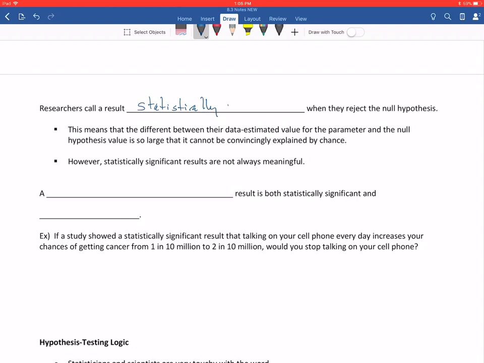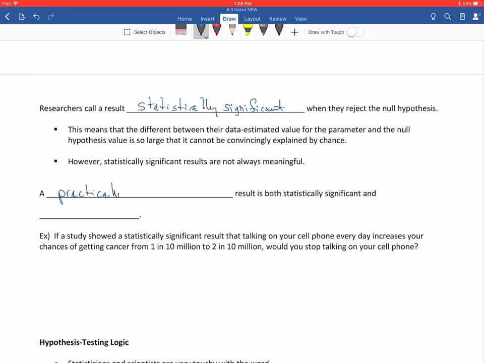Researchers call a result statistically significant when you reject the null hypothesis. So anytime you get to the end and you say, I found enough evidence to reject this null, that is called statistically significant. That means that the difference between the data's estimated value and the null hypothesis value is so large that it cannot be convincingly explained by chance. It wasn't a fluke. However, you can get statistically significant results that are not necessarily meaningful.